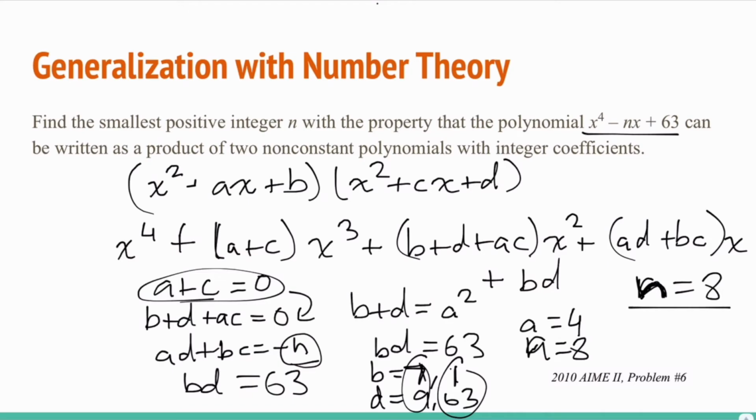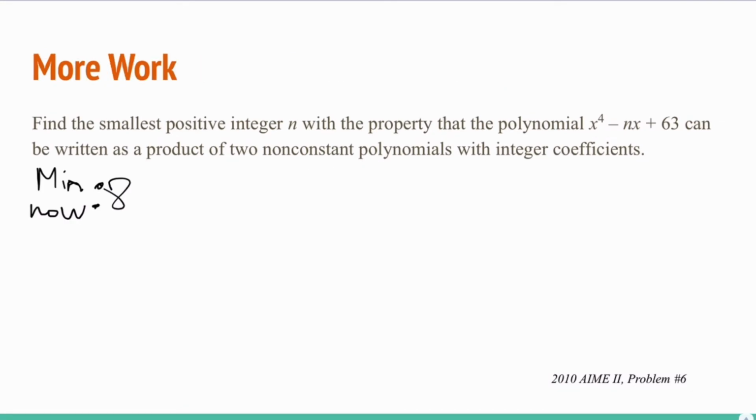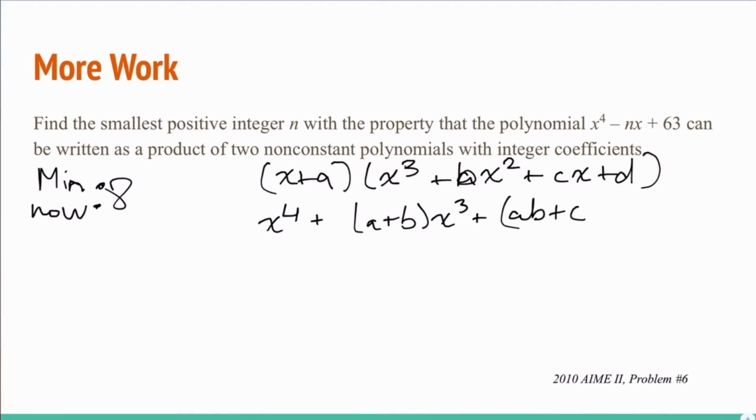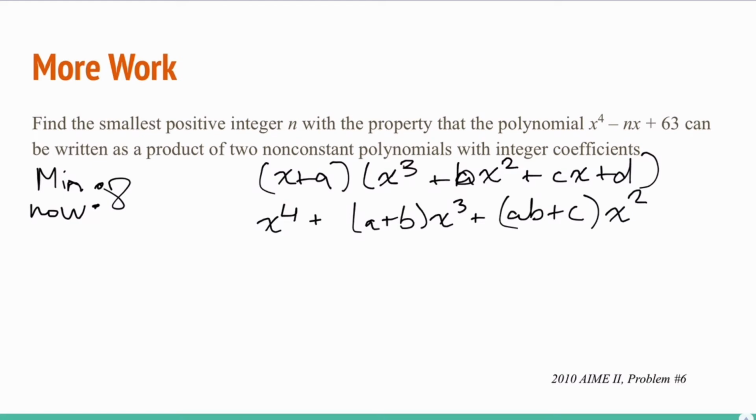Now let's explore the other case. The other case is the product of a linear and a cubic factor. So that would be x plus a after generalization times x cubed plus bx squared plus cx plus d. Simplifying, x to the fourth plus (a plus b) x cubed plus (ab plus c) x squared plus (ac plus d) x plus ad.